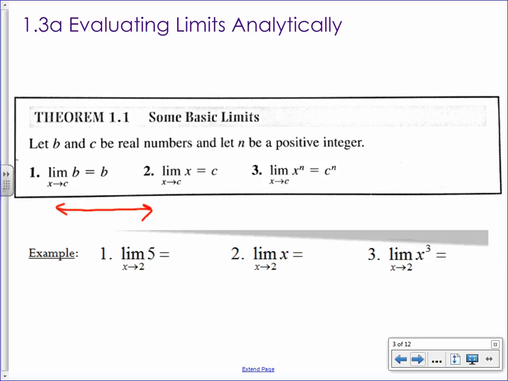So let's look at this limit right here. We have the limit as x approaches 2 of 5. 5 is our function. What's the limit as x approaches 2? 5. We don't have to draw the graph. If you have a constant as your function, that is going to be your limit every time. Don't draw the graph every time.